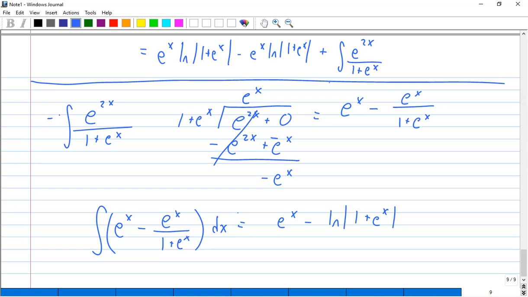Oh, there's a minus in front of it. Remember that? So multiply all that by negative 1, and you'll have natural log absolute value 1 plus e to the x minus e to the x. I guess I should have looked at the answer first, because that made it a lot easier. Yeah, long division is the answer there.